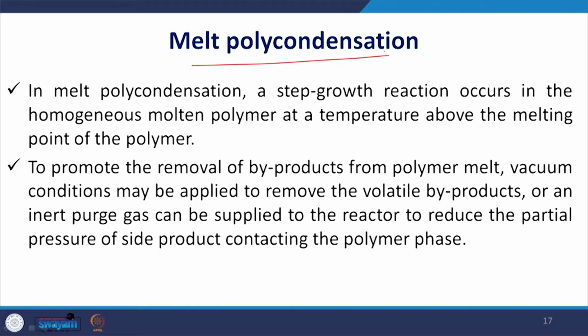So, let us have a look at melt polycondensation. In melt polycondensation, the step growth reaction usually occurs in the homogeneous molten polymer at a temperature above the melting point of the polymer. To promote the removal of byproduct from the polymer melt, vacuum conditions may be applied to remove the volatile byproduct, or an inert purge gas can be supplied to the reactor, sometimes to reduce the partial pressure of side product contacting the polymer phase.